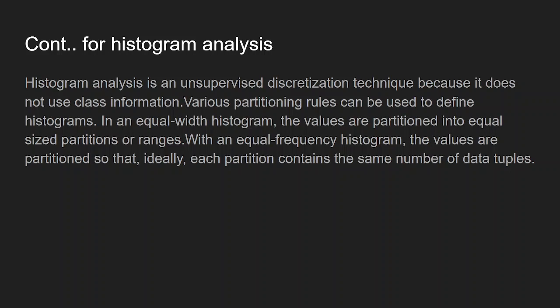In an equal frequency histogram, the values are partitioned so that ideally each partition contains the same number of data tuples. They are equally divided, so the idea is to have the same number of data tuples in each partition. How histogram analysis is done in data discretization, and by using what function, we can see in the next slide.